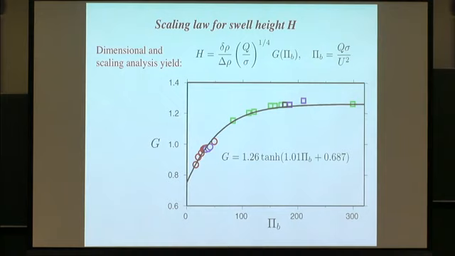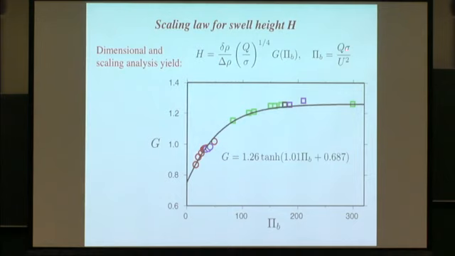So the first scaling law, for the swell height, we use dimensional analysis and scaling analysis, and we find something that looks like this. You saw this before. This is the characteristic height, the thickness of the puddle right here, and we multiply by the ratio of the densities, and finally a function of a new dimensionless group, Q sigma over U squared.